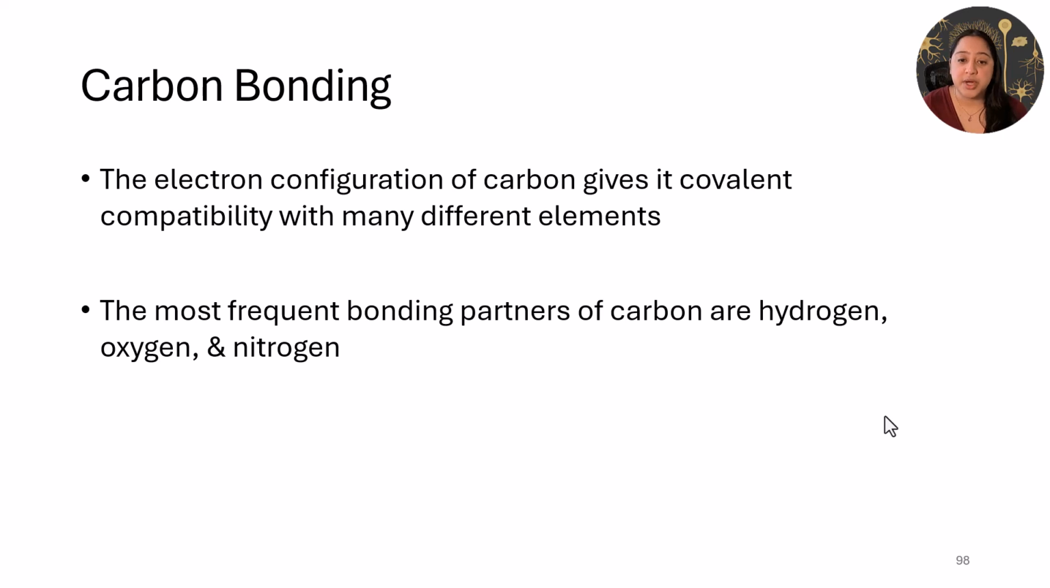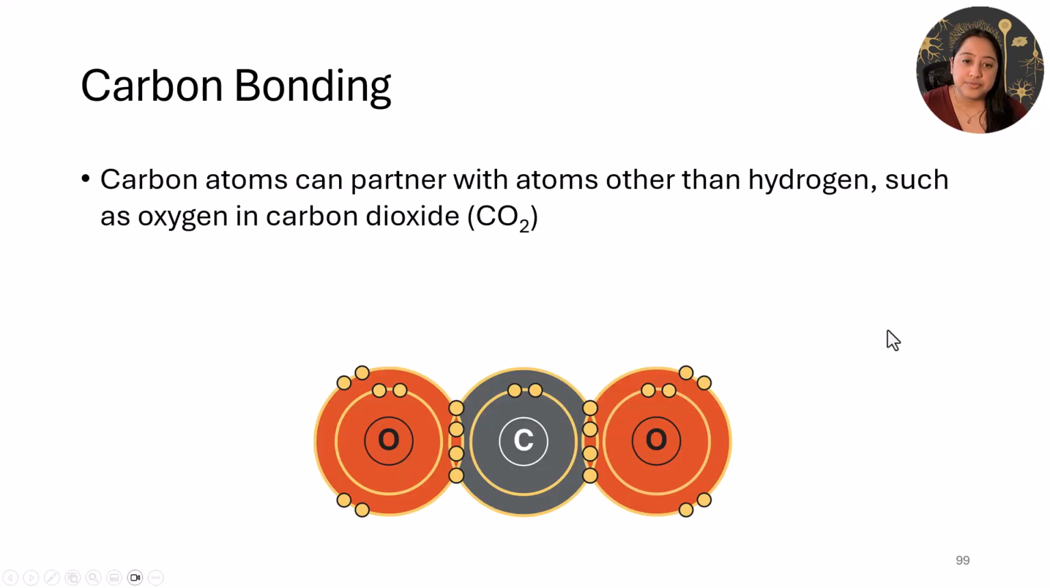The most frequent bonding partners of carbon: carbon can bind to other carbons, but it can also bond to hydrogen, oxygen, and nitrogen. And that's because they happen to also have valence electrons, and so they kind of want to bond together. So carbon atoms can partner with atoms other than hydrogen. We showed hydrogen as a simple example, but they can bond with other stuff too, like oxygen.